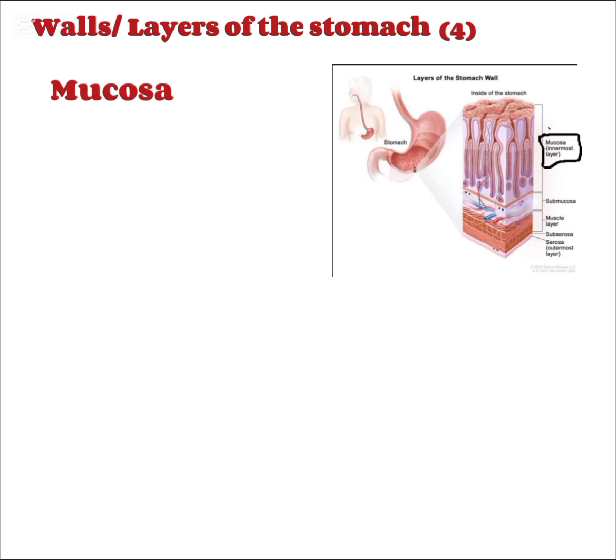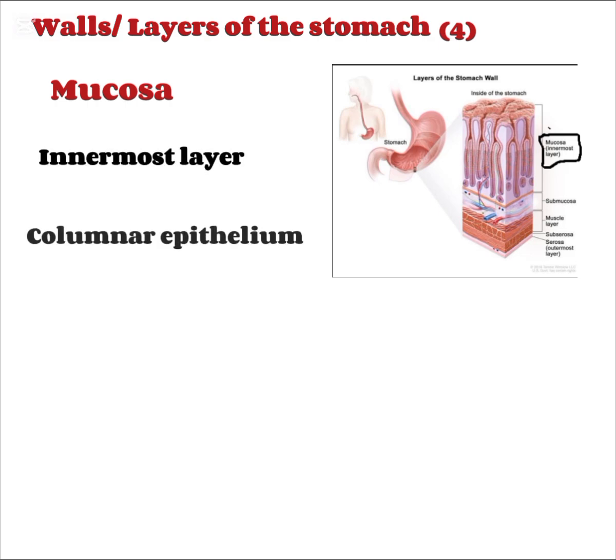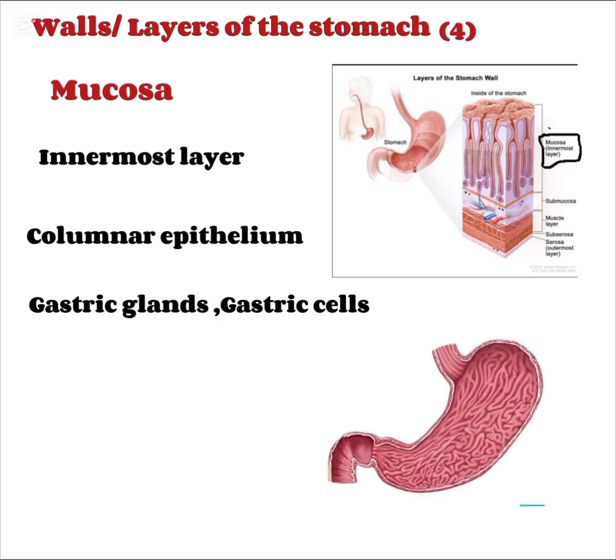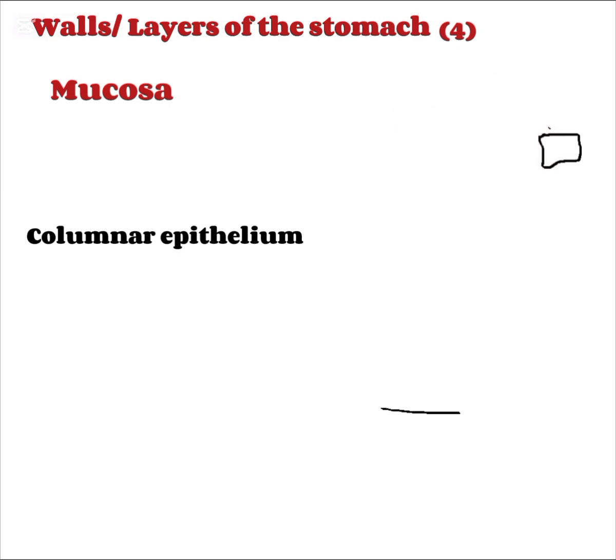Mucosa is the innermost layer made up of columnar epithelium and consists of gastric pits that lead into the gastric glands. There are many gastric cells that secrete gastric juice. Modification in the mucosa is that when the stomach is empty, then mucous membrane is thrown into longitudinal folds known as rugae that give the surface velvety and smooth appearance.